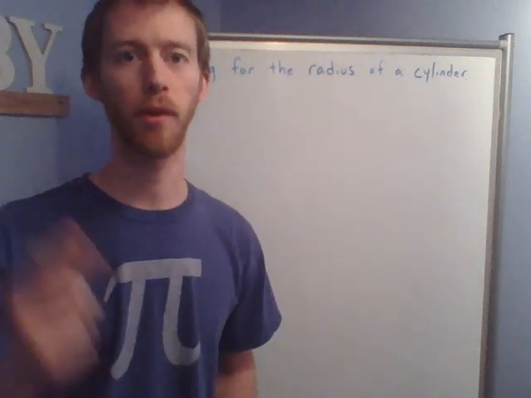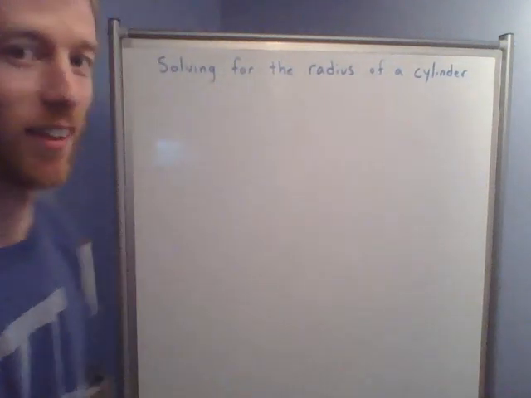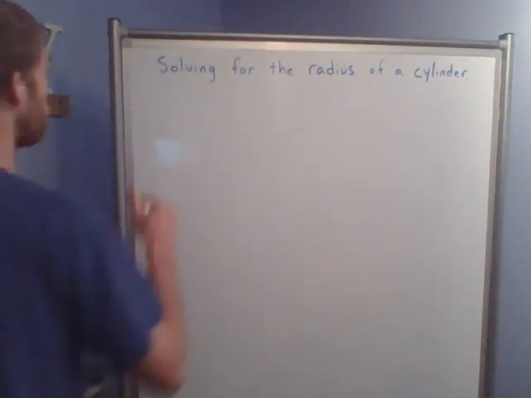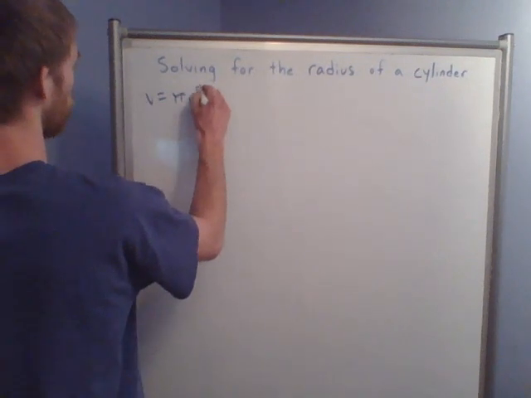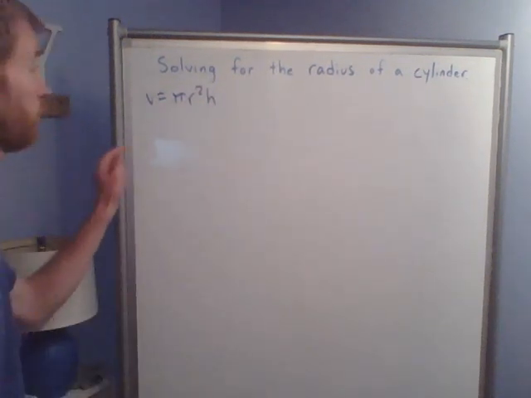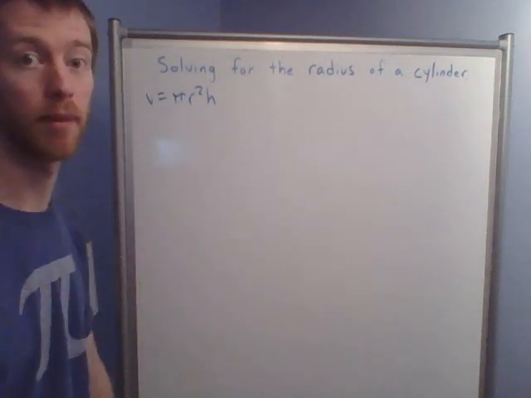Hey, we're going to be solving for a missing radius on a cylinder. Let's do some math. Let's go ahead and write down our cylinder formula. V equals pi r squared h. All of these are multiplied together, just like a cone, except you're not dividing it by 3.